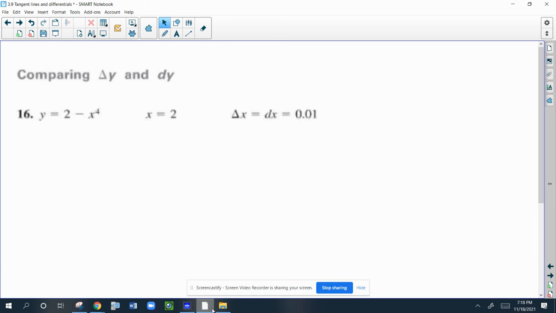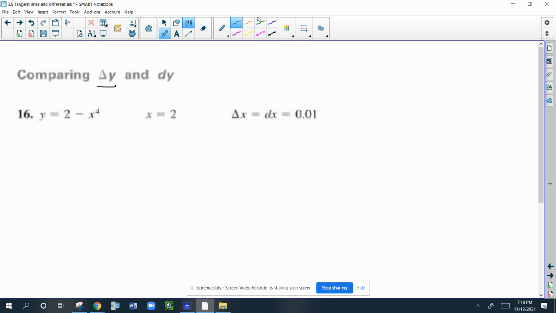Hello, this video is going to show you how to compare delta y and dy. Delta y means the actual change in a function, and dy is the approximate change from the differential. So first let's start with delta y.